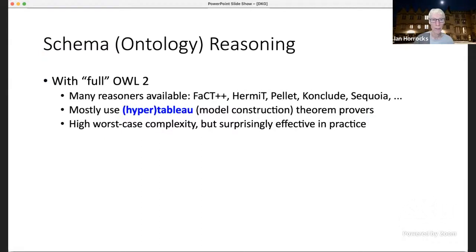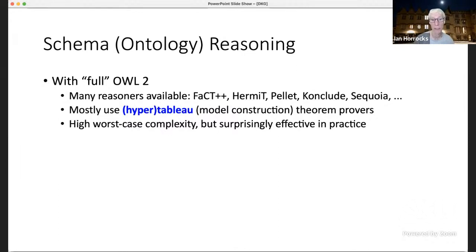So for schema reasoning, which is where we're mostly interested in reasoning about the ontology itself rather than about data answering, we've got 2 options there really with OWL2. We can either use the full language, and by the full language, this is one of the reasons I really dislike OWL full, because it's very confusing when we talk about the full OWL language. When I say that, I mean, without any kind of fragment restriction. So with the full OWL language meant in that sense, we have a bunch of reasoners that are available.